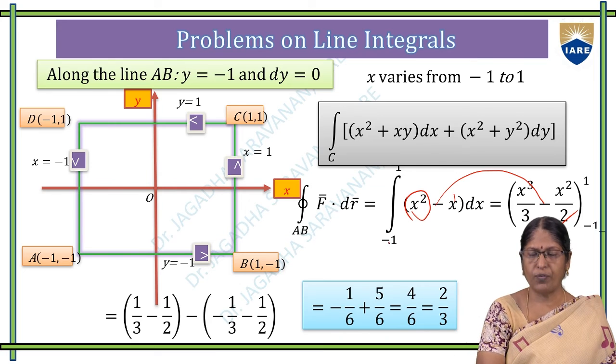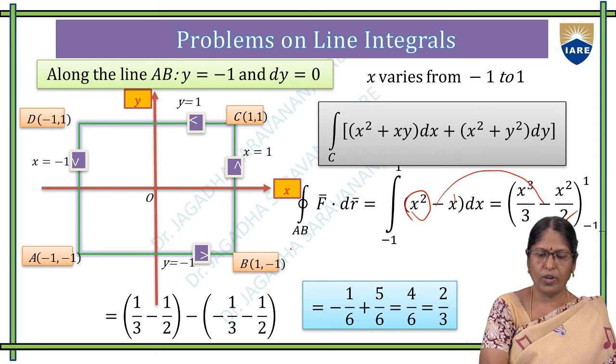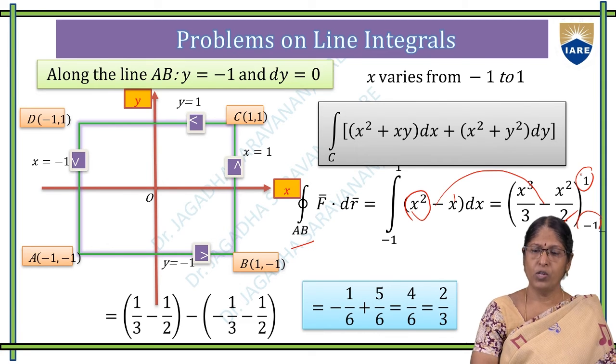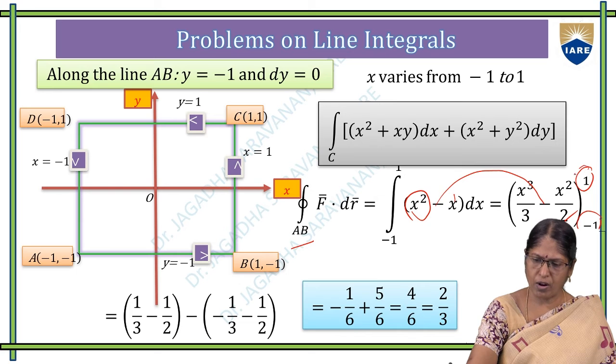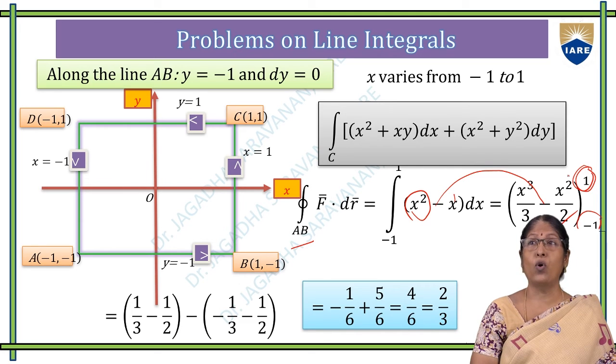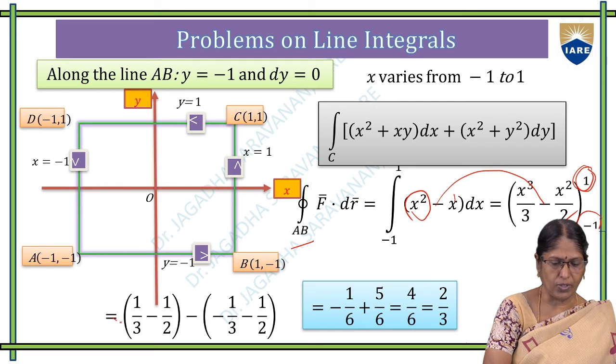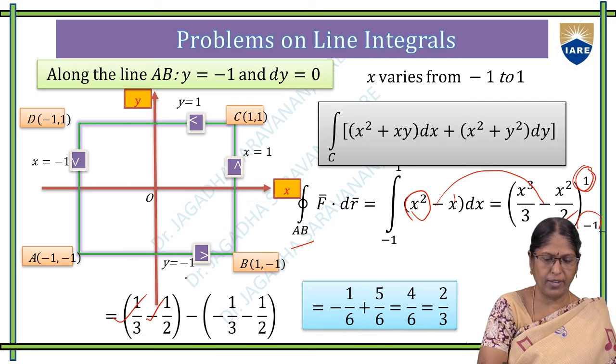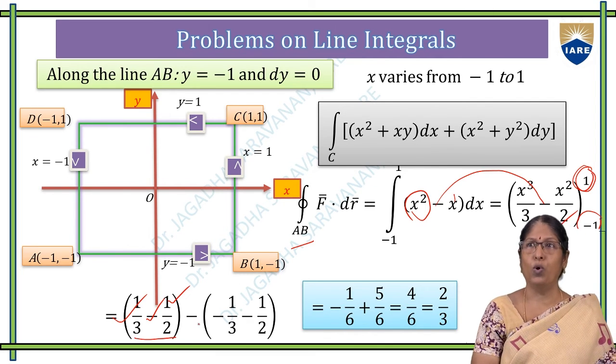Along AB, x varies from minus 1 to 1. So our lower limit is minus 1 and our upper limit is 1. In the place of x we substitute the upper value 1, so it becomes 1 by 3, minus 1 by 2. The upper limit job is over.